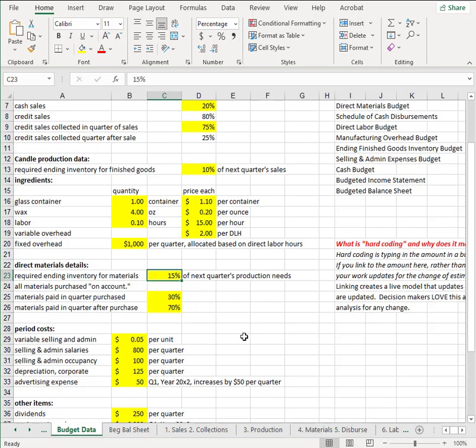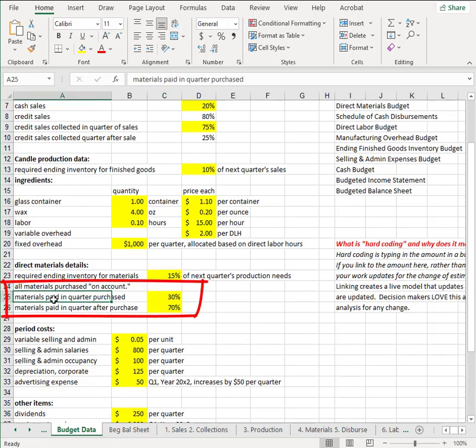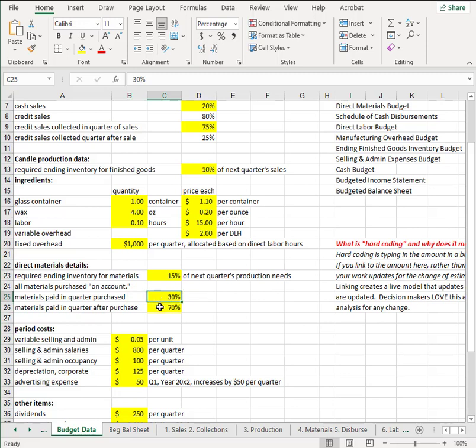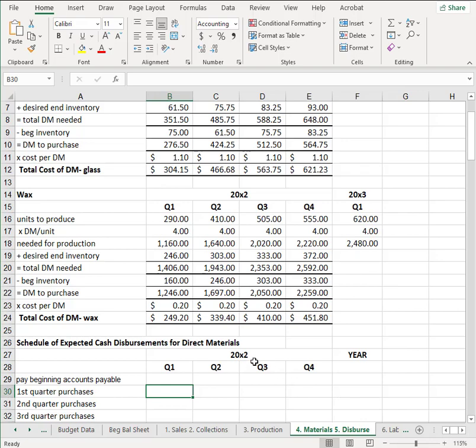Let's do that. What is the payment policy here? All materials are purchased on account, and 30% of the materials are paid in the quarter they're bought. So 30% of the materials bought in quarter one would be paid in quarter one, and the rest are paid the quarter after the purchase. So that's our policy, and of course we're not going to type anything in. We're going to link back to the policy in case the policy changes.